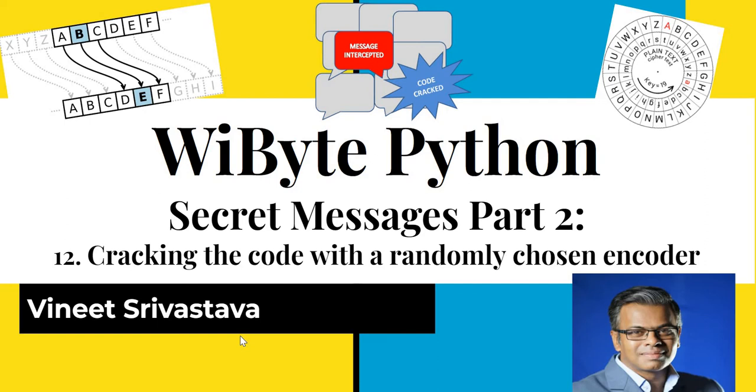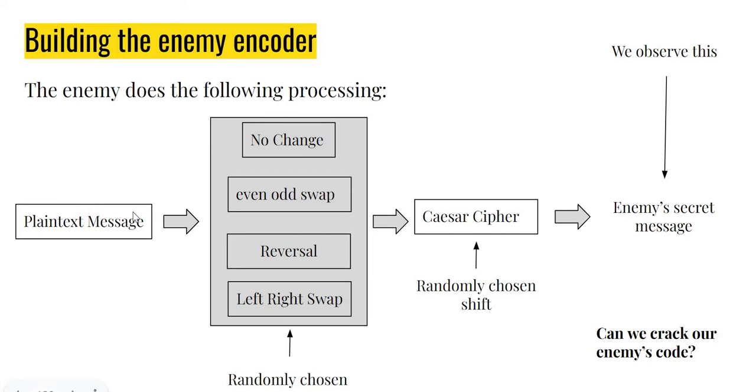So the enemy is being quite smart, but we can be one step ahead of the enemy and, in fact, always crack the code. Let's see what we are dealing with here. Remember, the enemy encoder takes a plain text message, Python plus some string plus some secret code, which goes through one of these four, but we do not know which. Additionally, it's going through a Caesar cipher, and again we do not know how much the shift is. We are observing this, but can we crack it? In fact, the answer is yes.